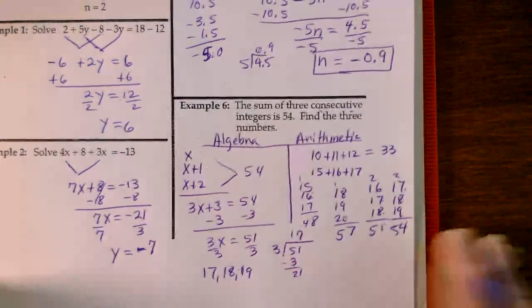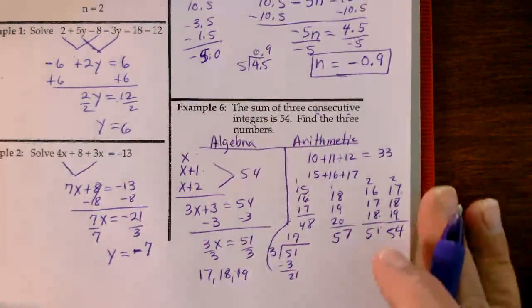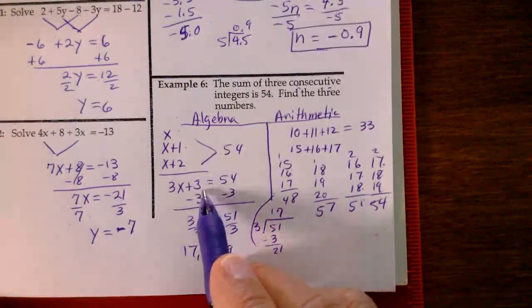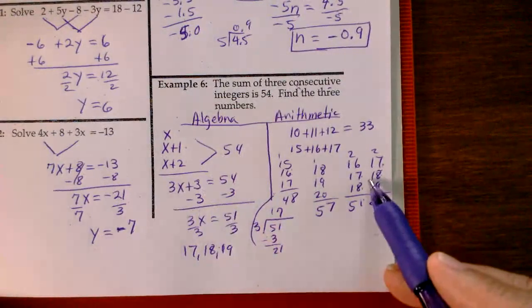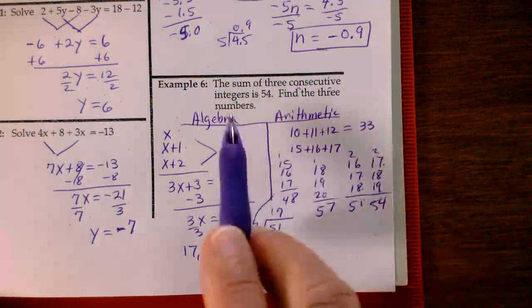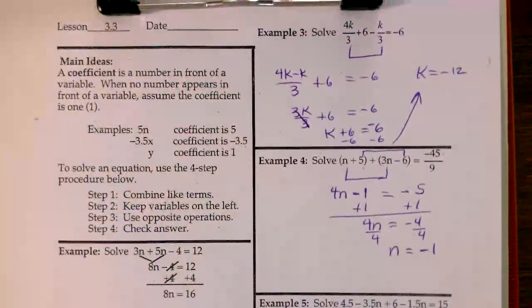So you see, the algebra way and the arithmetic way are very closely related. This one may be a little bit easier, less guessing, but arithmetic has been with you for a very long time. And so arithmetic may be the way to go if you have no clue on how to read the question. Once again, this is lesson 3.3, and we'll be doing pretty much the same thing on the next lesson.